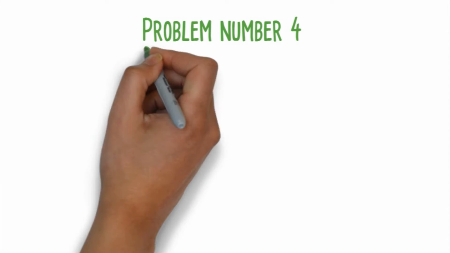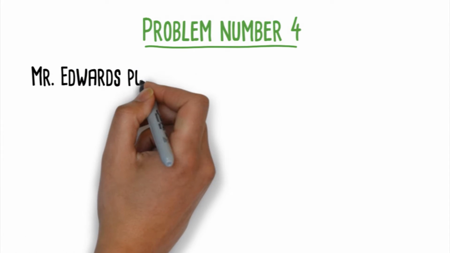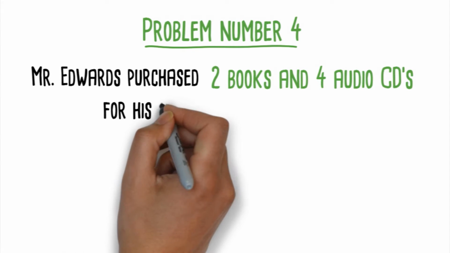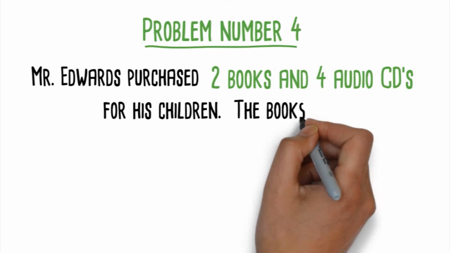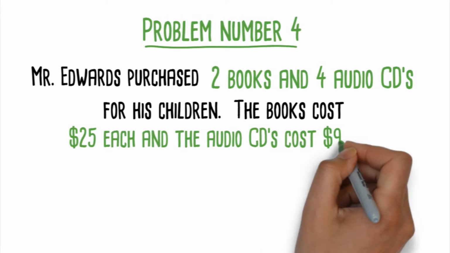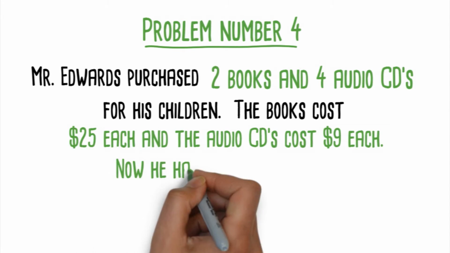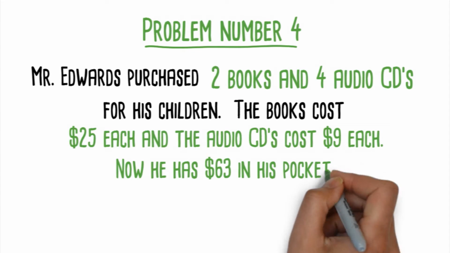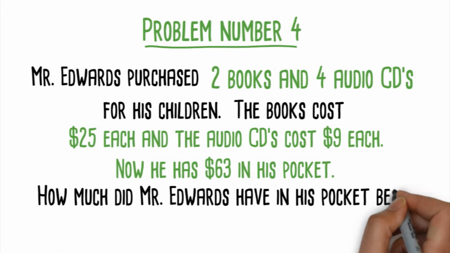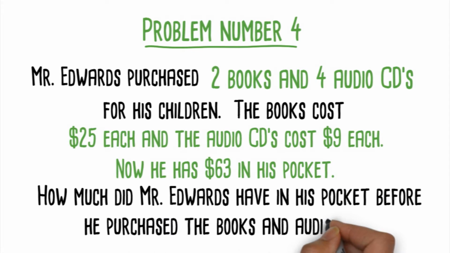Problem number 4 reads, Mr. Edwards purchased 2 books and 4 audio CDs for his children. The books cost $25 each, and the audio CDs cost $9 each. Now he has $63 in his pocket. How much did Mr. Edwards have in his pocket before he purchased the books and audio CDs?